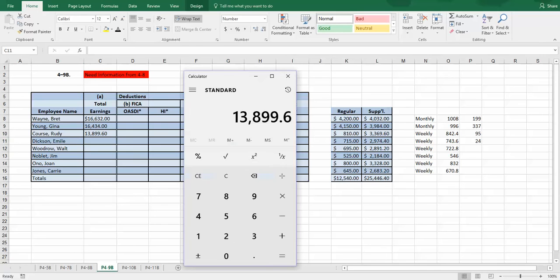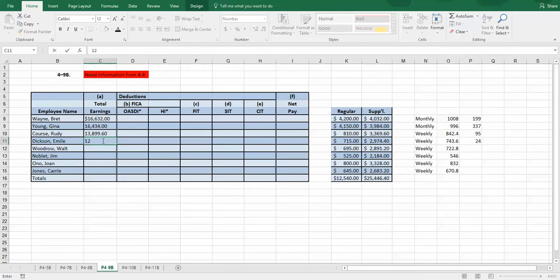Okay, let's do the next one. 715 times 13 is 9,295, plus 2,974.40. So that's 12,269.40. Okay, I'm going to pause and finish out the rest of the calculations. Okay, and again, since I didn't use formulas, I can go ahead and use auto sum.